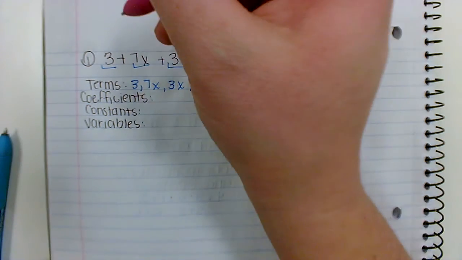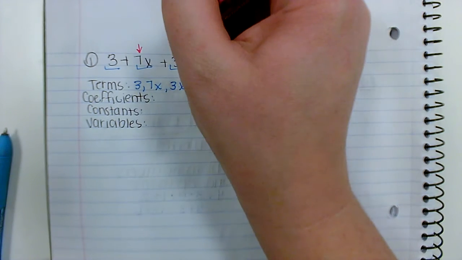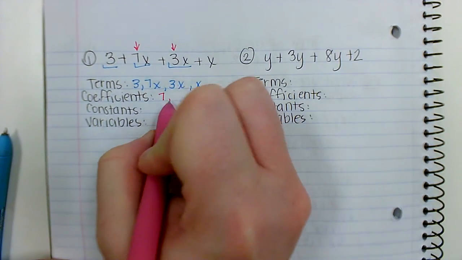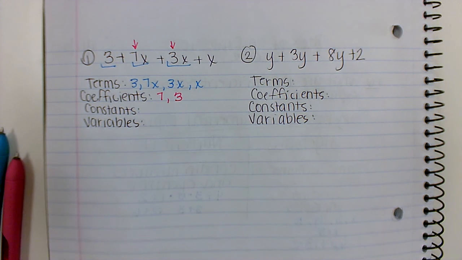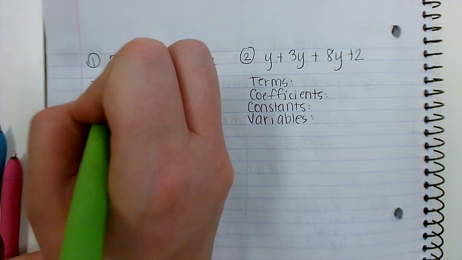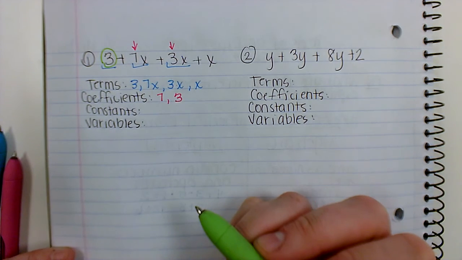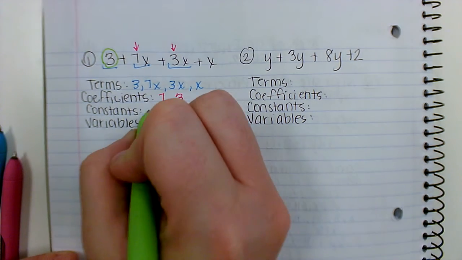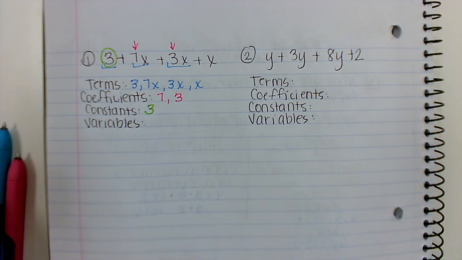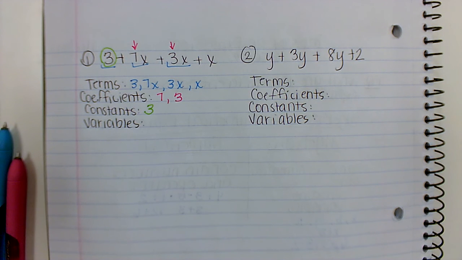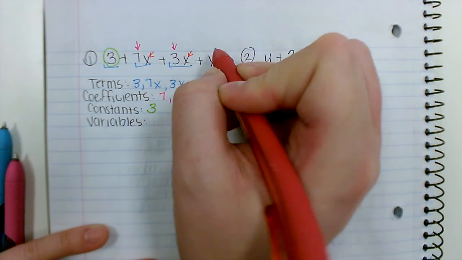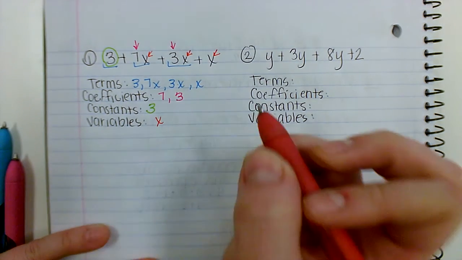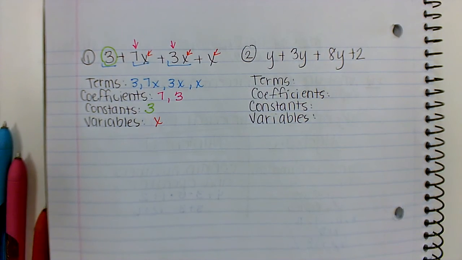Our coefficients. These are going to be the numbers in front of a variable. So I only have 2 of those. I have 7 and 3. Constant is going to be any number that's by itself. Looks like I only have one of those, which is 3. And variable is obviously going to be my letter. There's one there, and one there. My variable is x.